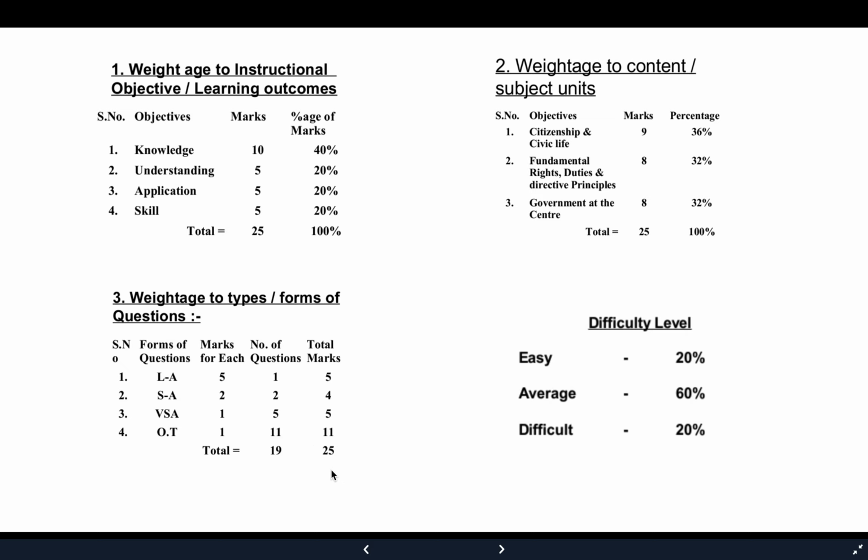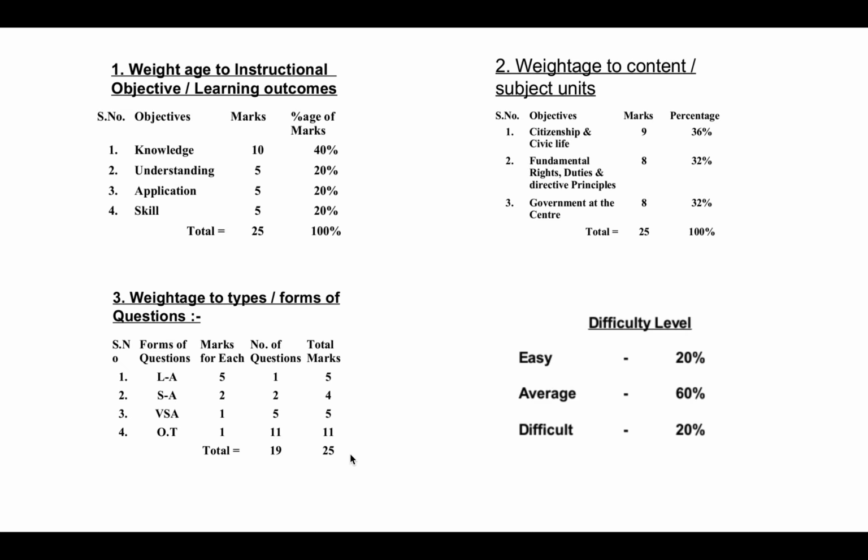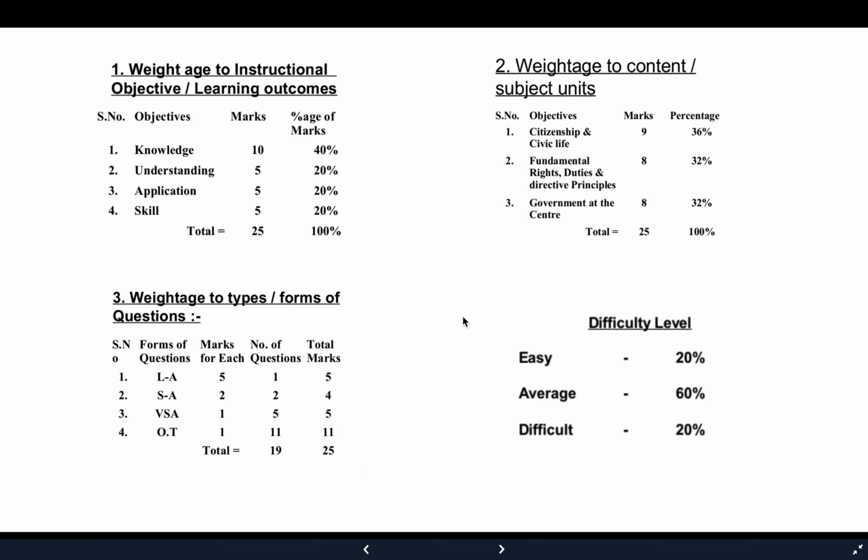Okay, so this is the way how we prepare the weightage design based on the forms of questions. There are 25 total marks, 19 questions. Now we have weightage to content or subject units.